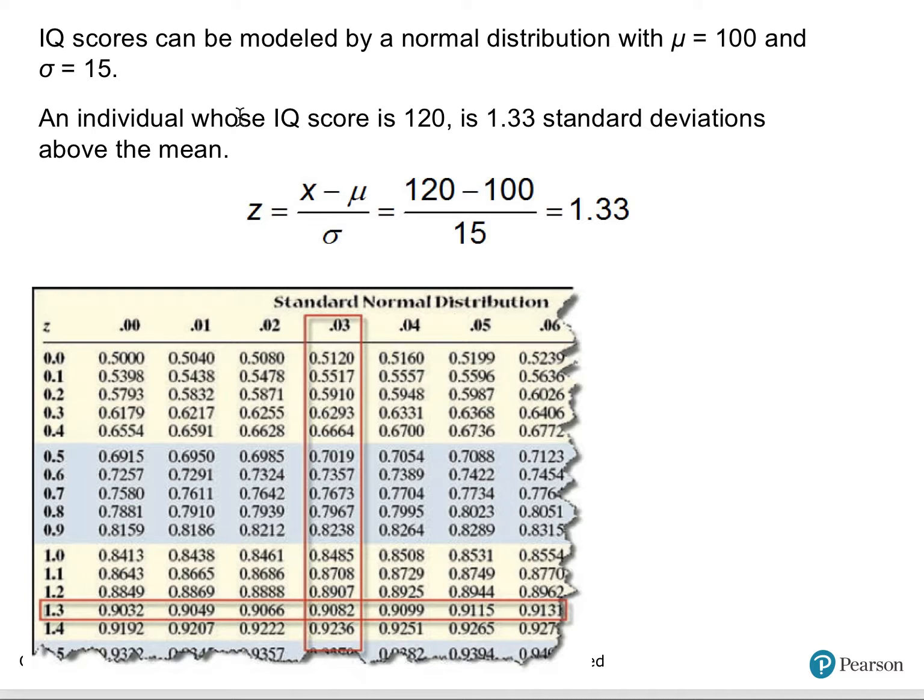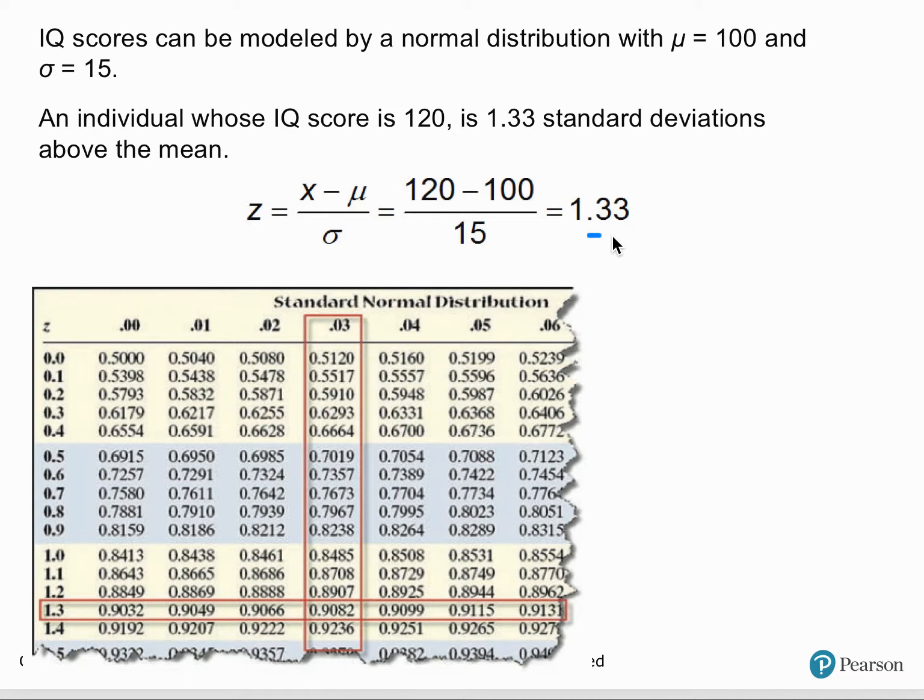IQ scores can be modeled by a normal distribution that has a mean of 100 and standard deviation of 15. So any individual whose IQ score is 120 is 1.33 standard deviations above the mean. Where they got this is by plugging into that formula. Here's the value that we're interested in, our x value, and we subtract the mean, divide by the standard deviation, and that's where they came up with that 1.33.